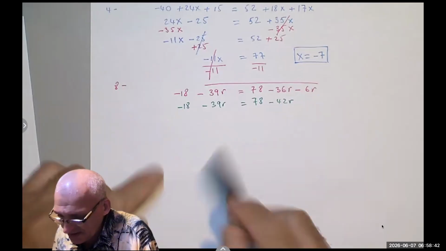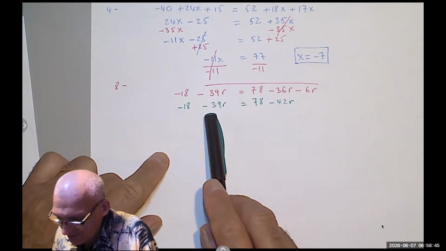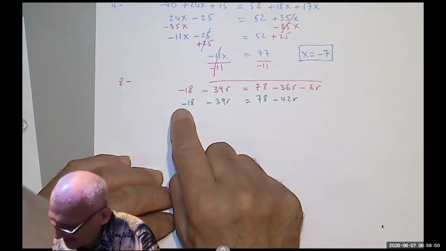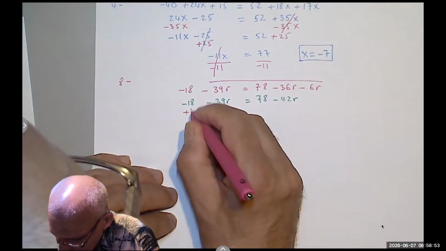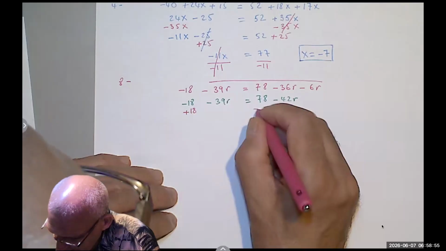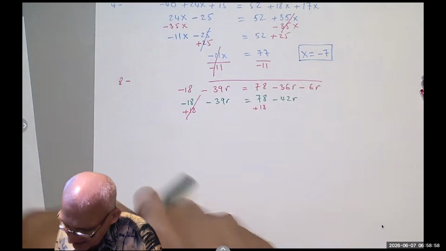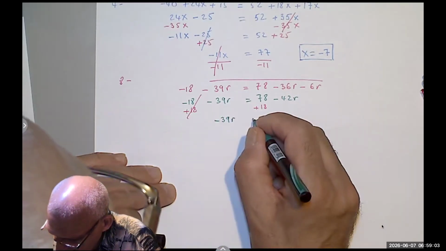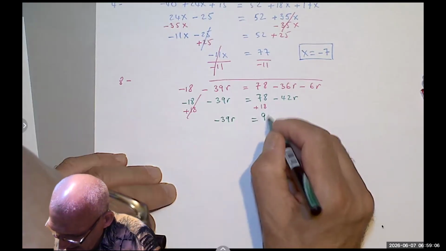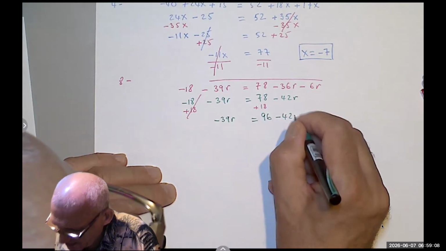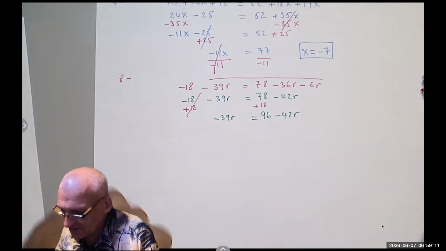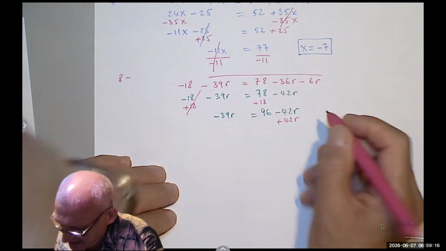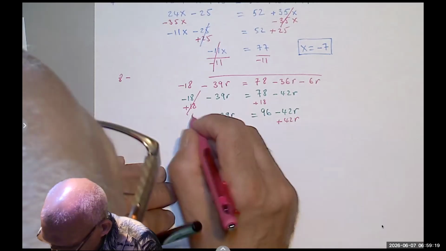Now, because I want only the variable on the left-hand side, and I have negative 39r and negative 18, maybe I can add 18 to both sides. So I get negative 39r equals, this is 96 minus 42r. I still have r on the right-hand side. I don't want that, so I'm going to add 42r. And since I add it to the left, I add to the right.